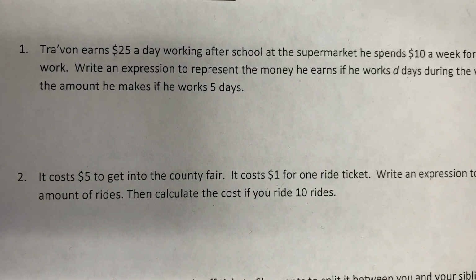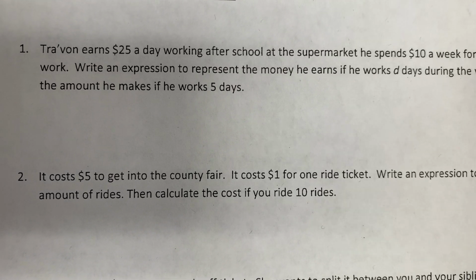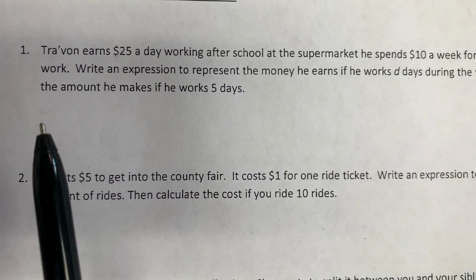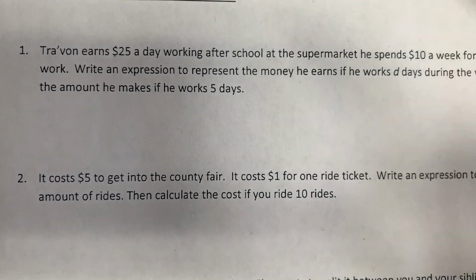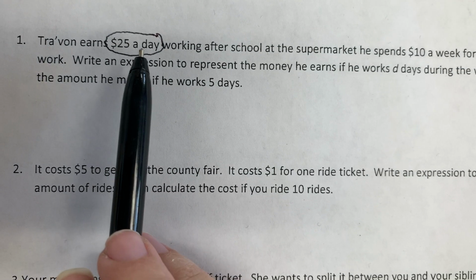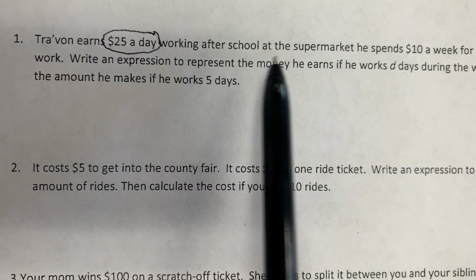Okay, just like you guys wrote above, our first step is to annotate the problem, which means to circle and underline any important information. So I'm going to do that as I read. Trayvon earns $25 a day. I'm going to circle that. And I'm circling a day with it, so I know that it's not per hour or per week, it's per day. Working after school at the supermarket.